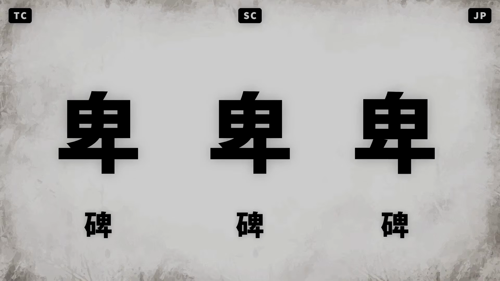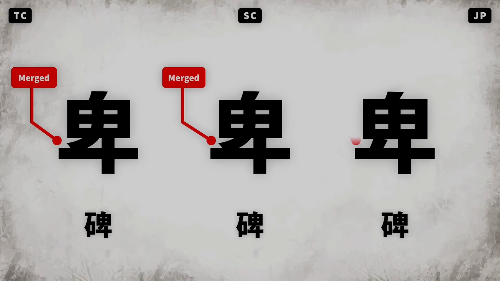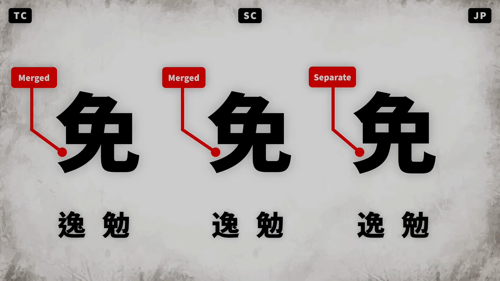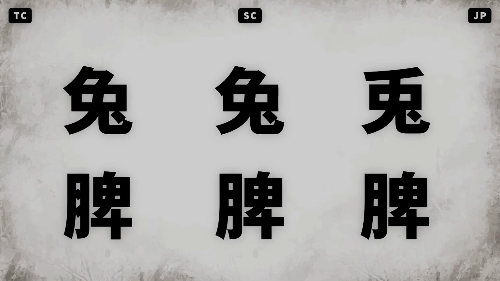There are also examples in which Japanese differs from both simplified and traditional Chinese by separating an originally merged stroke into two. This is a result of Japanese kanji simplifications. In these cases, we have an extra stroke, but in return we gain consistency. I say that, but rarer characters which weren't deemed important enough to be simplified kind of ruin that.